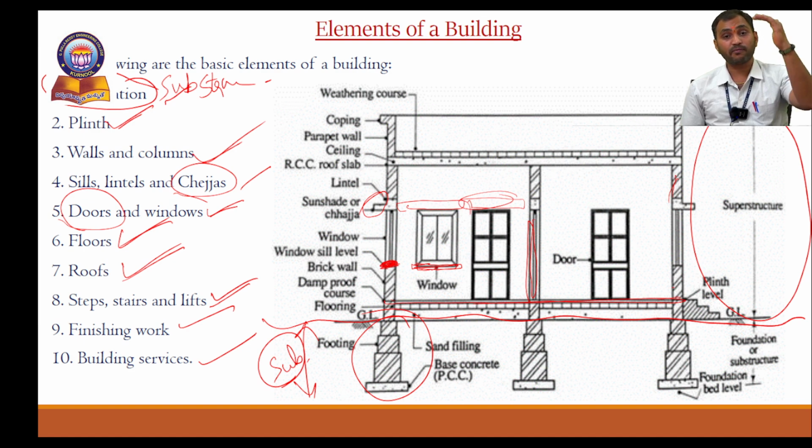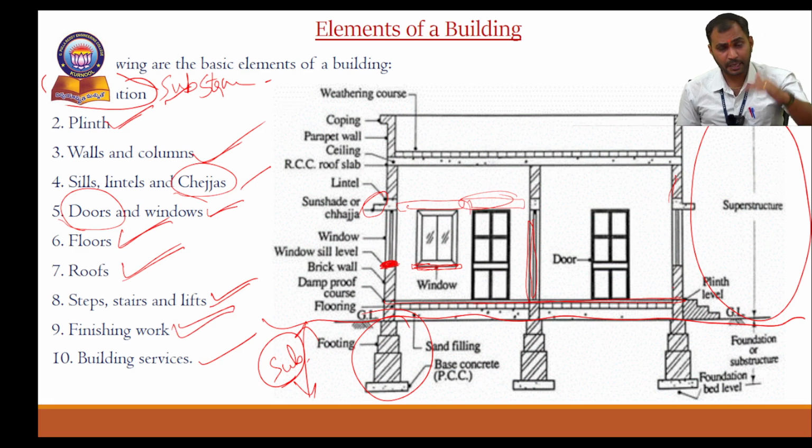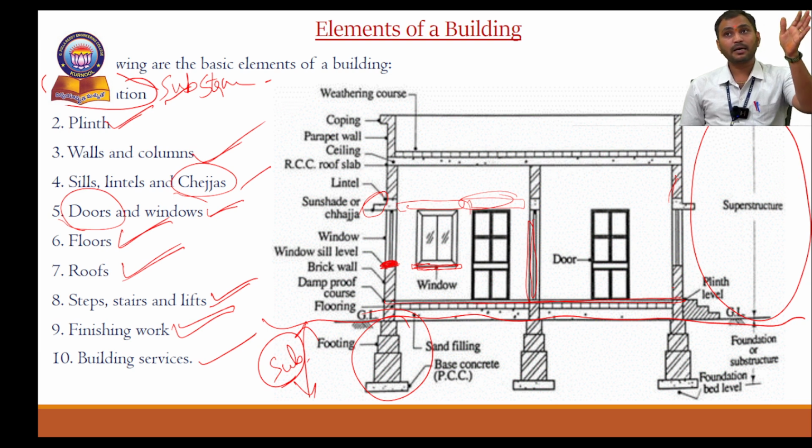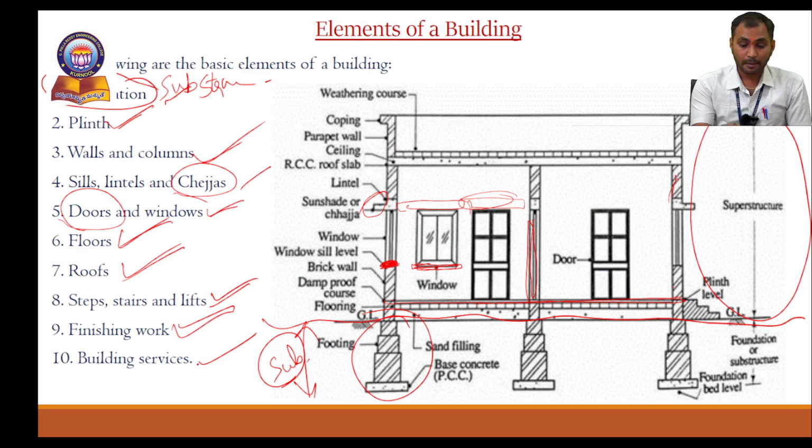Going from the first floor to the second floor, how are we going? We will use steps or staircases, or in some conditions lifts also we can provide. Next, finishing work. Finishing work means any POP works or plastering works. Building services means any repairing purpose, nothing but plumbing works or electrical works. All of those come under building services.